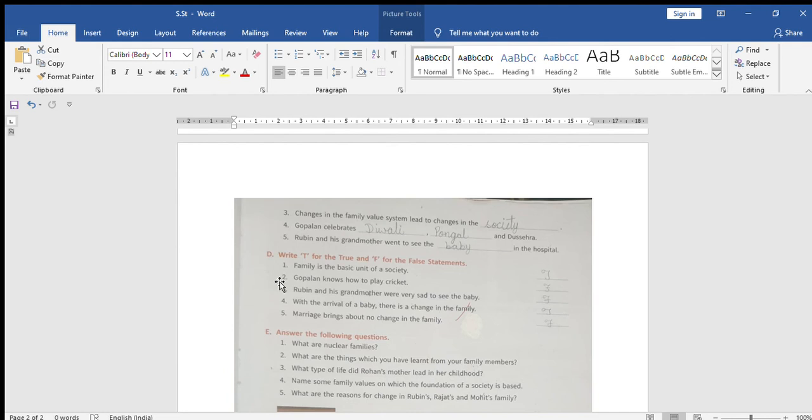The sentence is false. Number three, Robin and his grandmother were very sad to see the baby. The sentence is false. With the arrival of a baby, there is a change in the family. The sentence is true. Fifth, marriage brings about no change in the family. The sentence again is false.